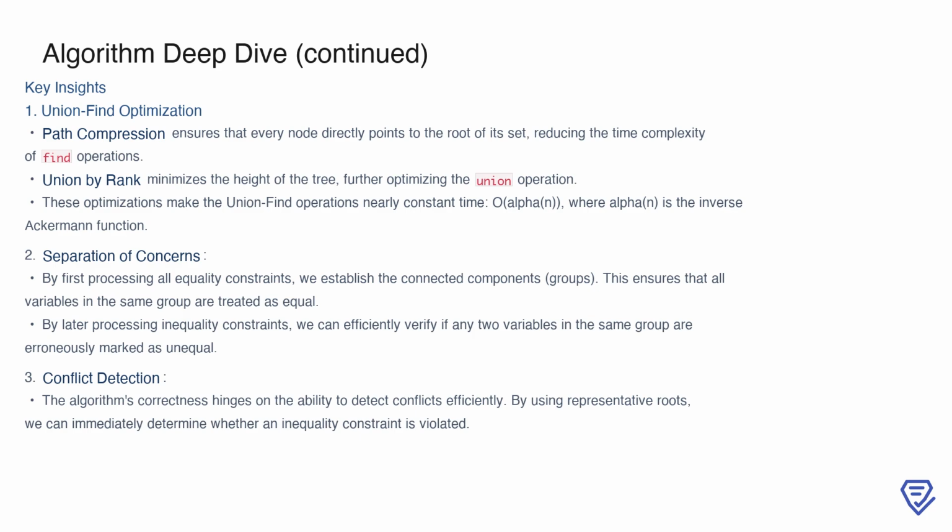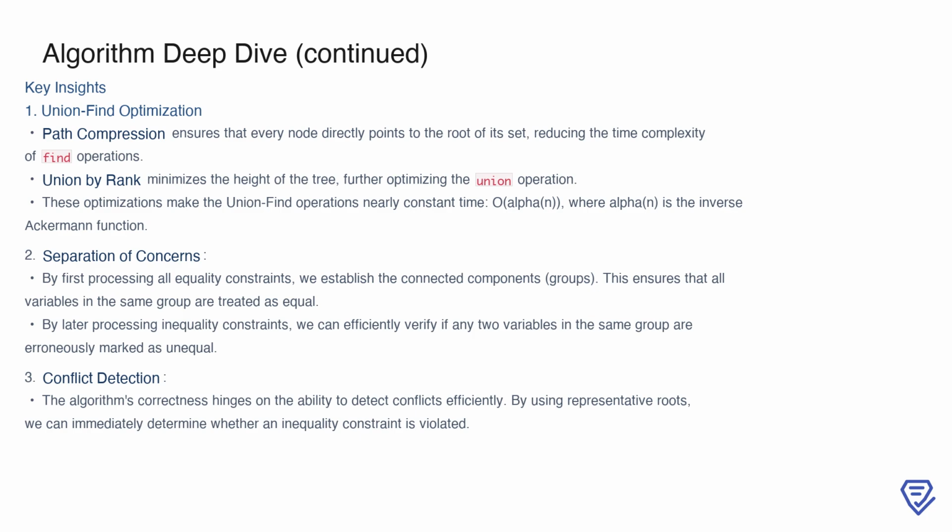Together, these optimizations make union find operations extremely efficient, with a time complexity of O(alpha(n)), where alpha(n) is the inverse Ackermann function, which grows very slowly and is almost constant for practical input sizes. Additionally, the algorithm separates concerns by processing equality constraints first, forming connected components for variables that are equal. This ensures that we can later verify inequality constraints efficiently. The ability to detect conflicts using representative roots ensures the correctness of the algorithm, as we can quickly identify and resolve any contradictions.